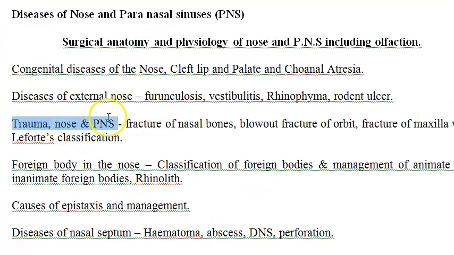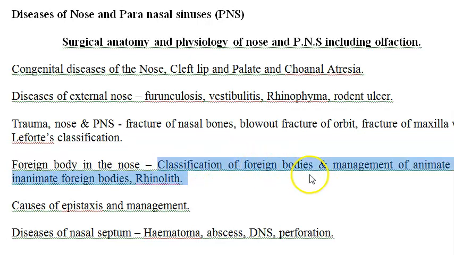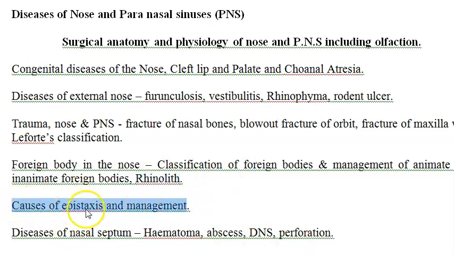Okay, then trauma to the nose, punch you in the nose, what will happen? And paranasal sinuses, fracture, blowout fracture of the orbit. So they're talking about the eye also here. Maxilla with Le Fort's classification. Okay. Foreign body in the nose, like we told you, everywhere you have to learn foreign body. Classification of foreign bodies, management, how you will manage an animate or an inanimate foreign body. What is animate and inanimate? Inanimate is not living, right? Then rhinolith, stone.